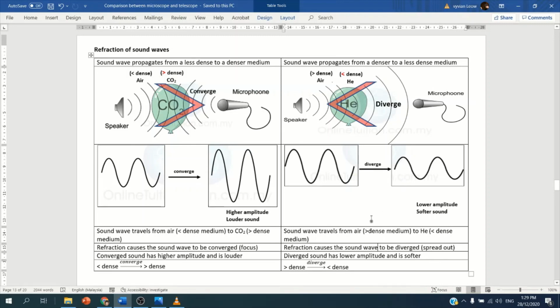Okay, so I hope these tips help you to remember the difference in refraction of sound wave when it propagates from less dense to a denser medium and from a denser to a less dense medium.